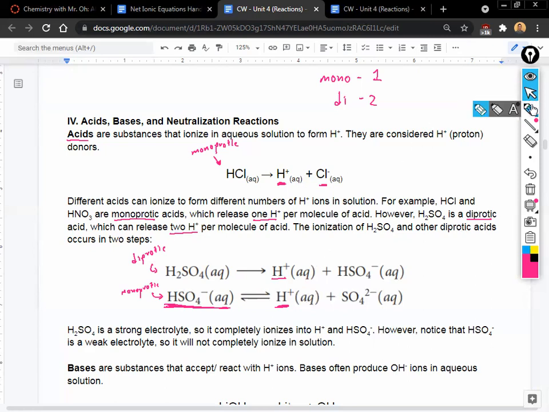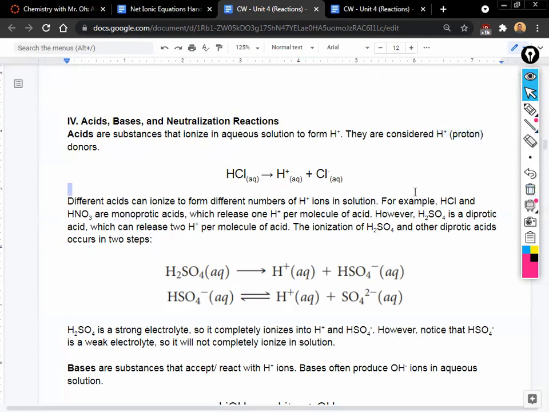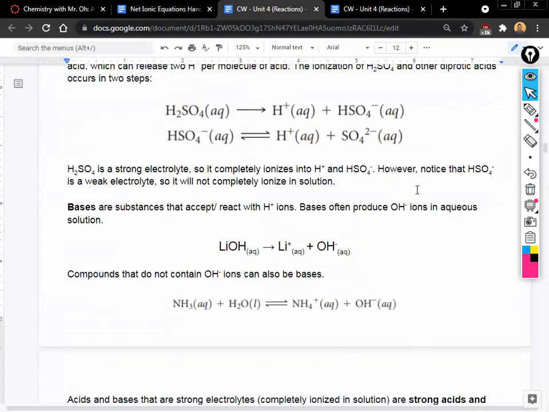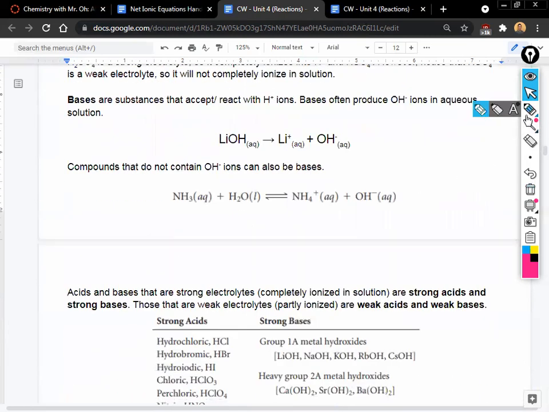All right, so that's acids. Just consider them H plus or proton donors. They just give protons in the aqueous solution that they're in. The other half of that are bases, and we'll think of them as the opposite of acids. Again, there are different ways to define acids and bases, but we're going to define it as the opposite of acids here. So acids give H plus, bases accept or react with H plus. So they take H plus.